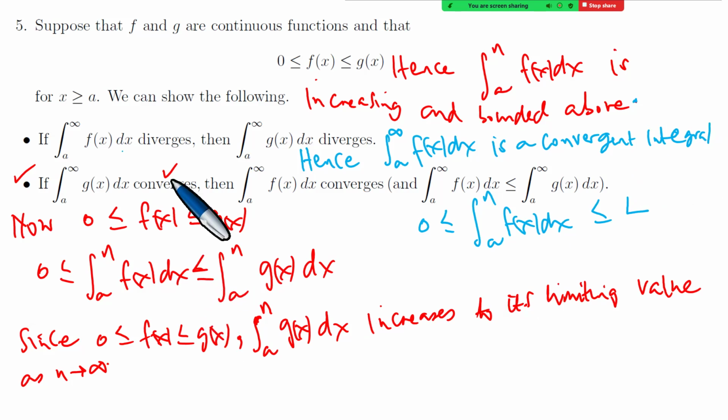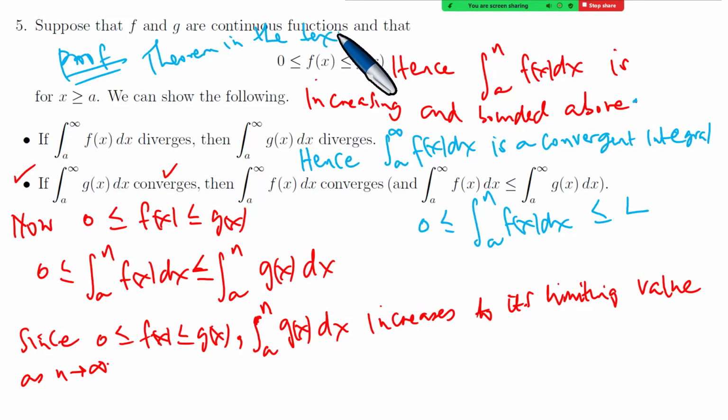Okay, this is the theorem, so I'm just following the proof of the theorem. It's a theorem in the textbook. So I'm not reinventing the wheel. This is the proof. From here, then you go like this. This is just a comment.